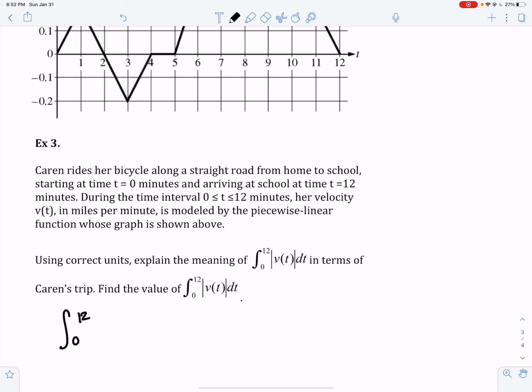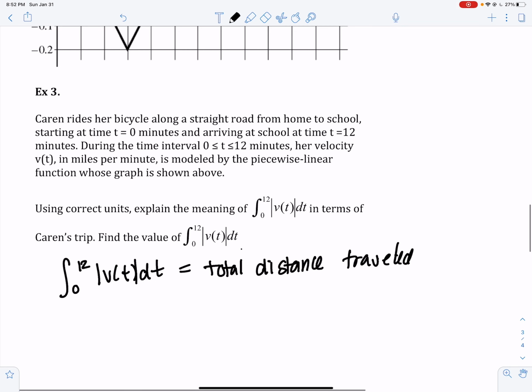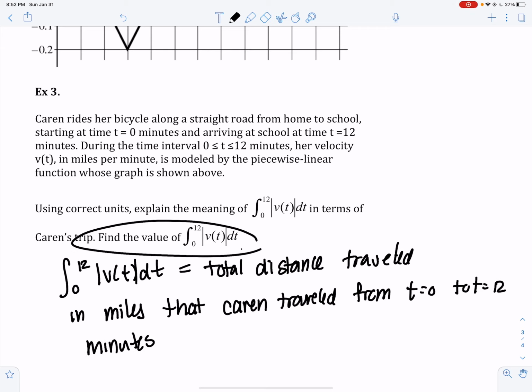The integral from 0 to 12 of the absolute value of v of t dt is equal to the total distance traveled by Karen on her way to school. So the total distance traveled, what is it, in miles, give units, that Karen traveled from t equals 0 to t equals 12 minutes. Don't forget the units. Okay, find that.